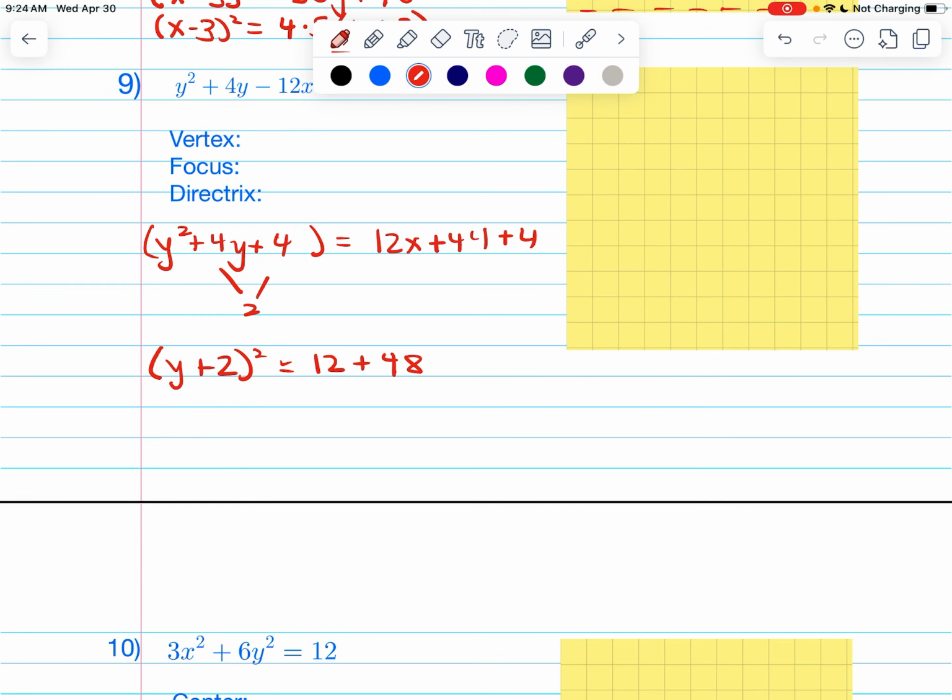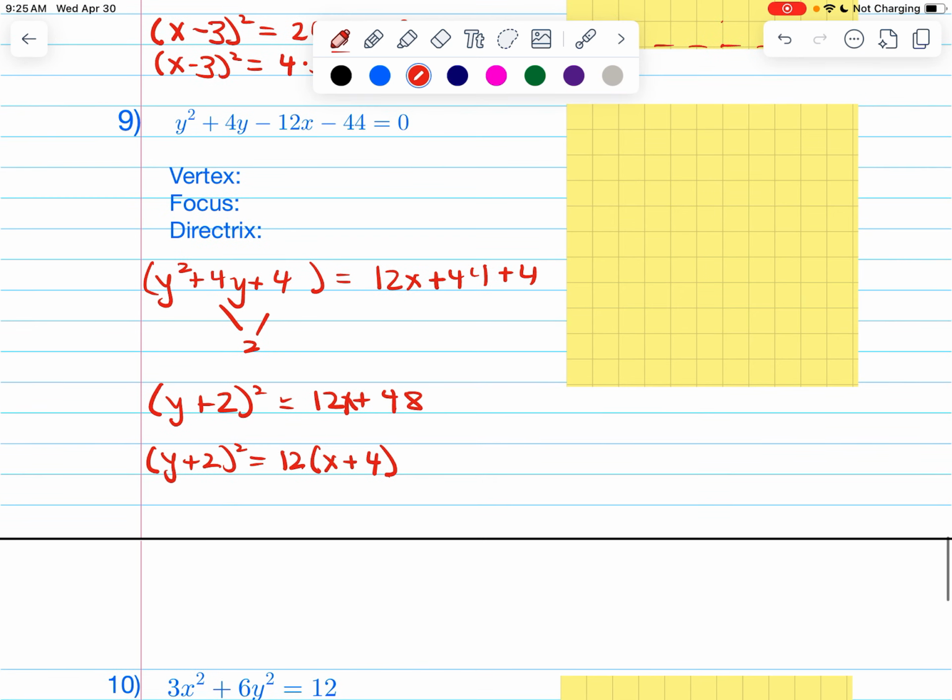Okay, so now I have y plus 2 squared, and I'm going to factor out the 12, that's 12x, by the way. So I get x plus 4. Yeah, 4 times 12, 48. Okay, now we can get the vertex. The vertex is negative 4, negative 2. So let me put that here, negative 4, negative 2.